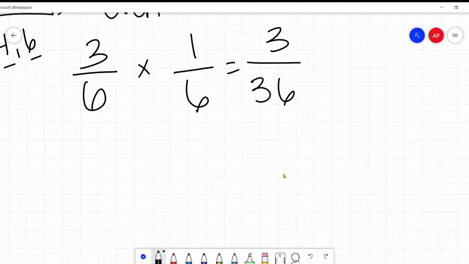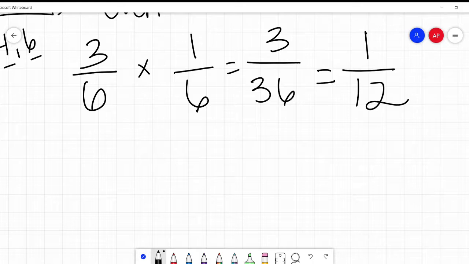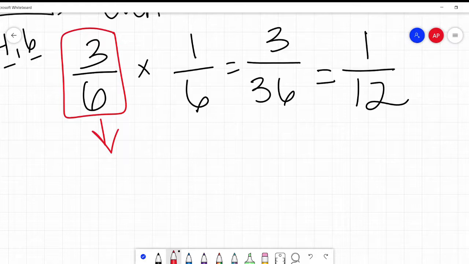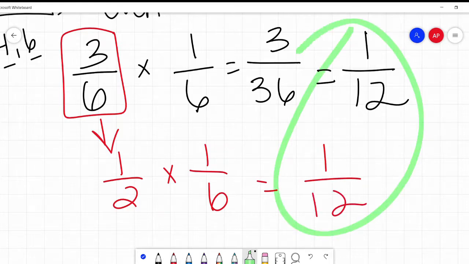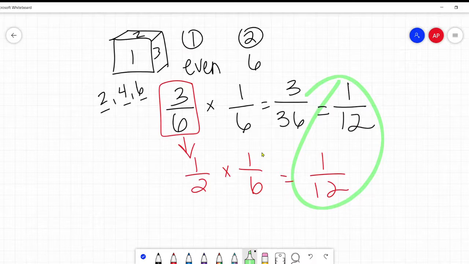Now, I can simplify that because 3 goes into both of those. 3 goes into 3 1 time. 3 goes into 36 12 times. There is a sort of shortcut or an easier way to do this. You can simplify before you multiply because 3/6, I have such a hard time saying that, simplifies to 1/2. 1/2 times 1/6. 1 times 1 is 1. 2 times 6 is 12. Ding, ding, ding. We have an answer. 1 out of 12.